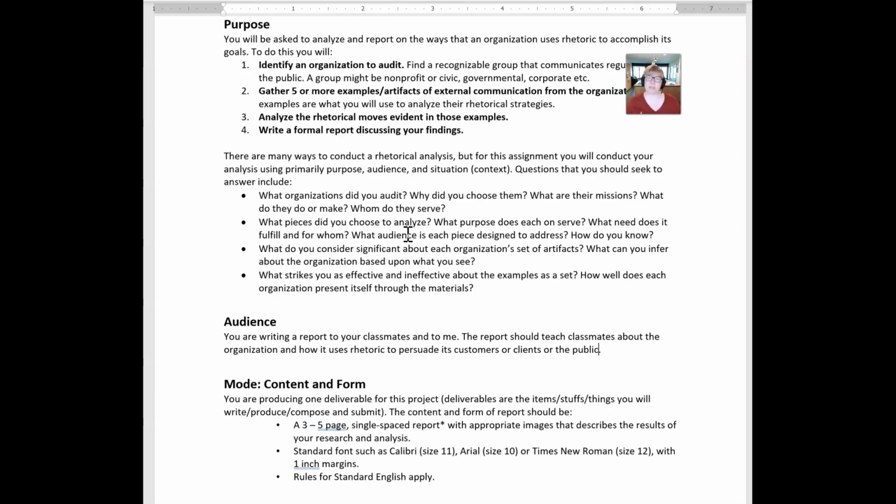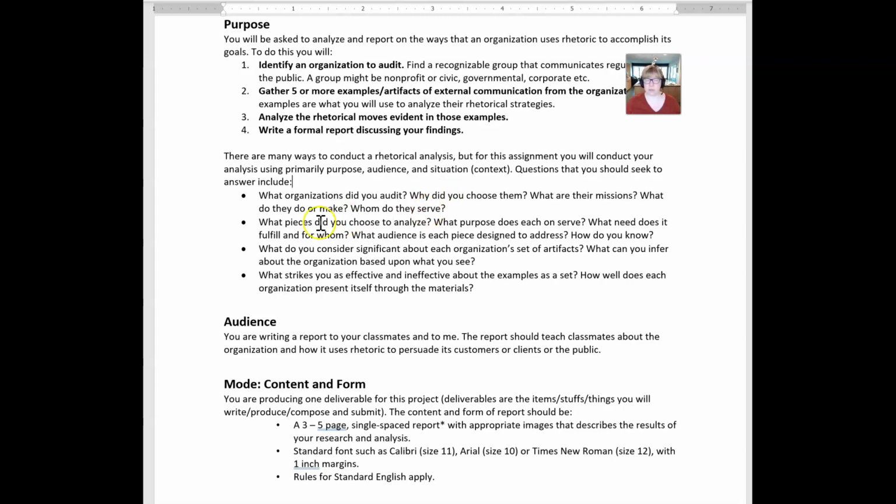And then after you've done this analysis, you're going to be writing a formal report about your findings. Okay, so there's a lot of different ways you can do a rhetorical analysis. For us, we are going to focus primarily on purpose, audience, and situation. Okay, those could be the headings that you use within your report, and then you could have other subheadings. You might need more headings than that, but you get the idea.